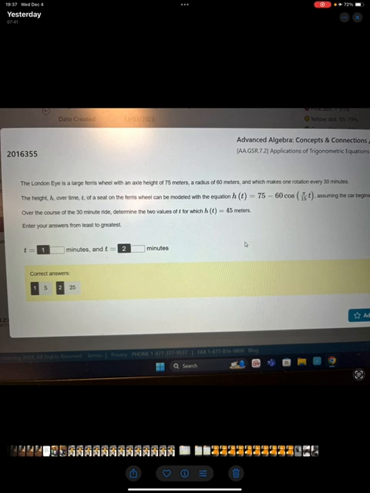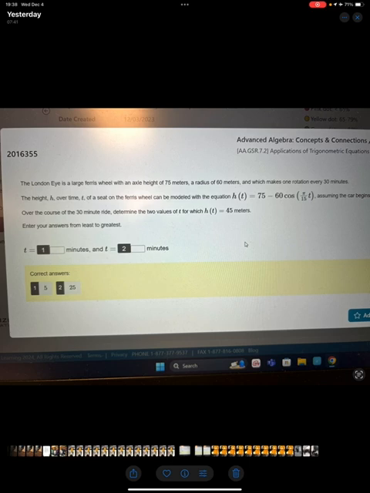The first problem we're going to deal with is this: the London Eye is a large Ferris wheel with an axle height of 75 meters, a radius of 60 meters, and which makes one rotation every 30 minutes. The height h over time t of a seat on the Ferris wheel can be modeled with the equation h of t equals 75 minus 60 cosine of pi over 15 t.